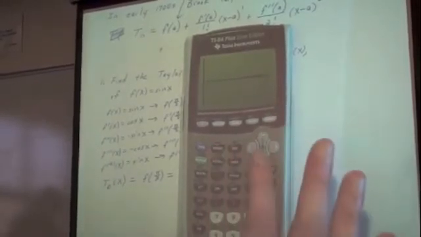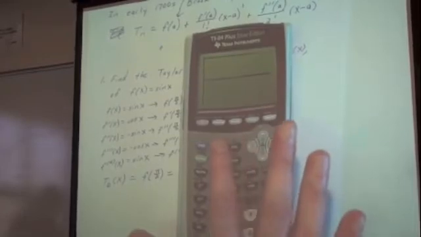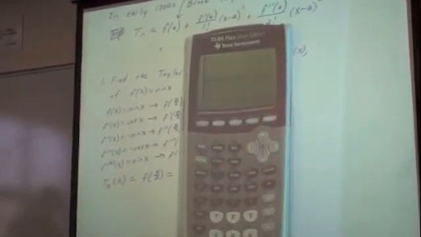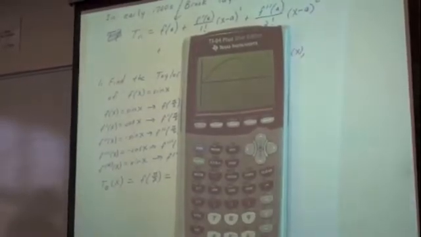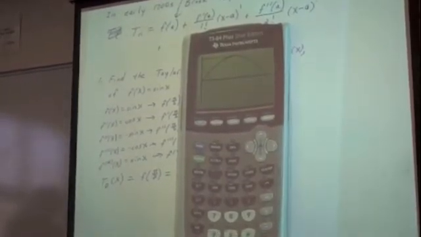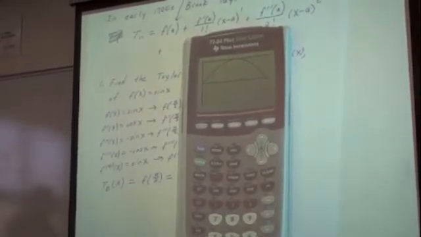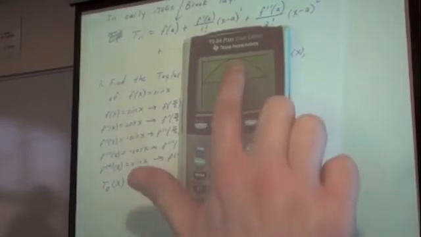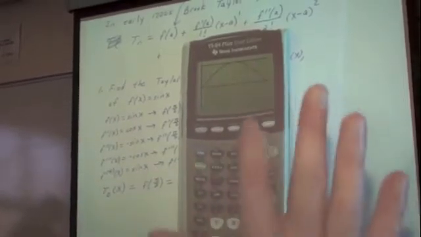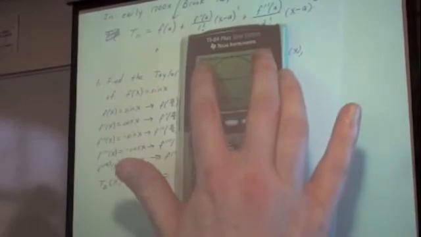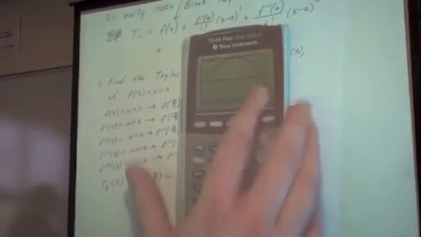Oh, I need to make sure I'm in radian mode. Always be in radian when you graph. So here's my sine function. Here's the line. So I can say, okay, this first Taylor polynomial is trying to approximate the sine function at pi over 2. At pi over 2, it does a pretty good job. But beyond pi over 2 in each direction, it does a pretty poor job. So all right so far.